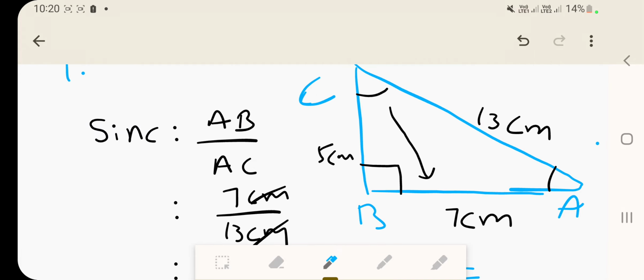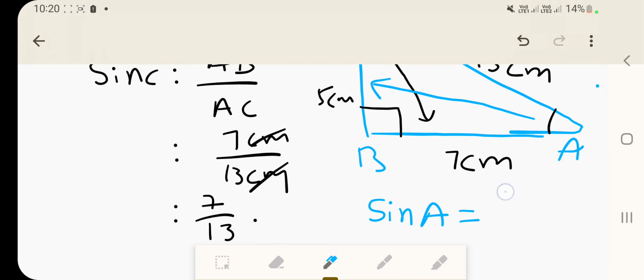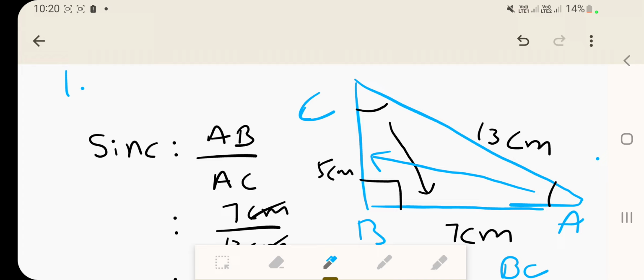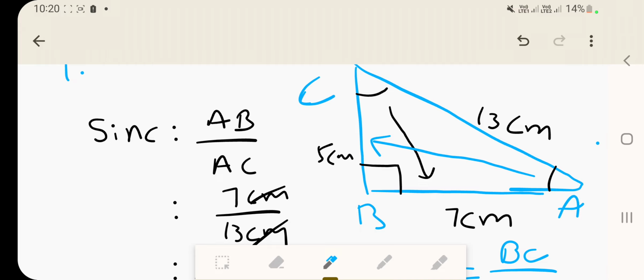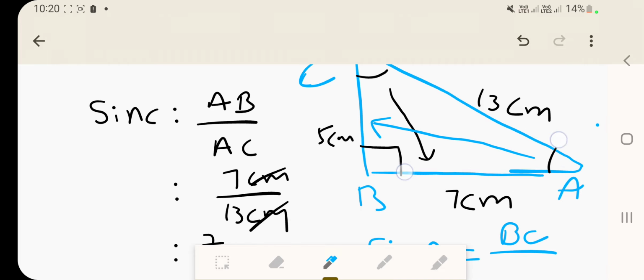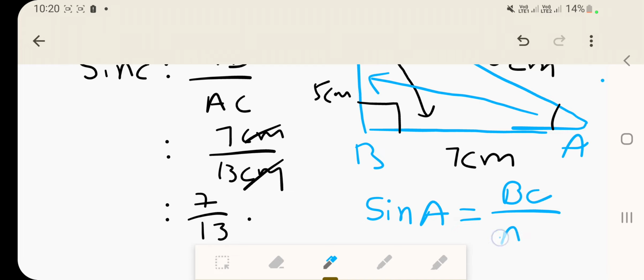Suppose they ask what is sine A. Now from angle A, the opposite side to angle A is BC. So the length of BC divided by the hypotenuse, which is the same in the angle C case or angle A case, that is AC. The length of BC is 5 centimeters divided by the length of AC, 13 centimeters. Centimeters cancel, and we get 5 by 13. That is sine A.